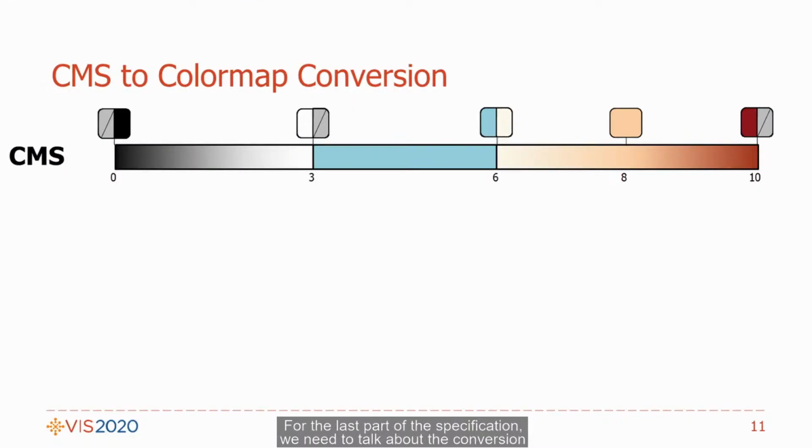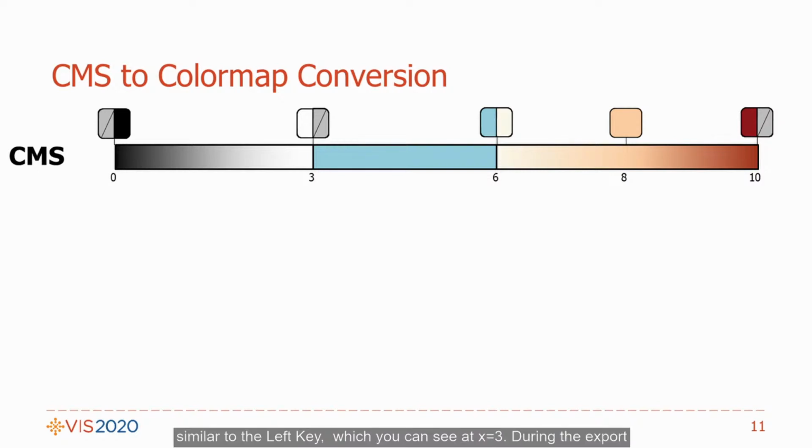For the last part of the specification, we need to talk about the conversion from CMS to the color map with a higher number of support colors. Again, I will explain this on a little example. The CMS has all key types except the nil key, and the behavior of the nil key is similar to the left key you can see at axis 3.